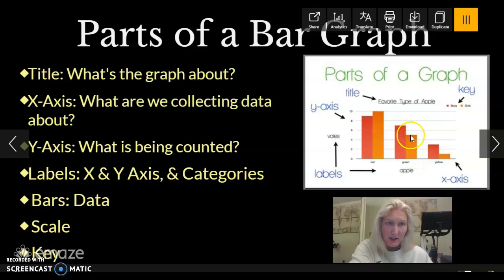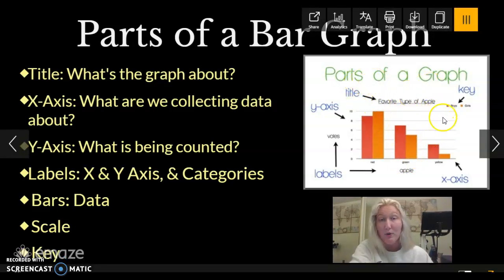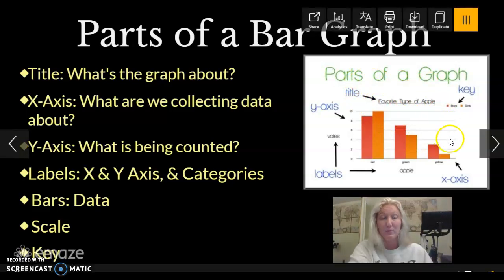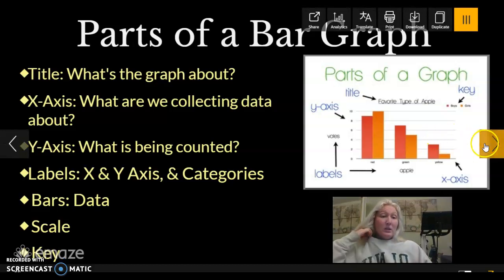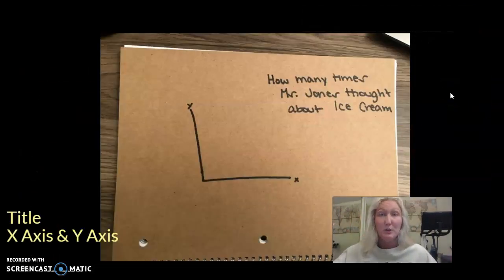You follow this up. 5 girls prefer green apples. Okay, we're going to work on this more, but remember that the point of the graph is to be able to understand the information, data that is presented. Okay, so moving forward, I'm going to show you my data from how many times I thought about ice cream listed.